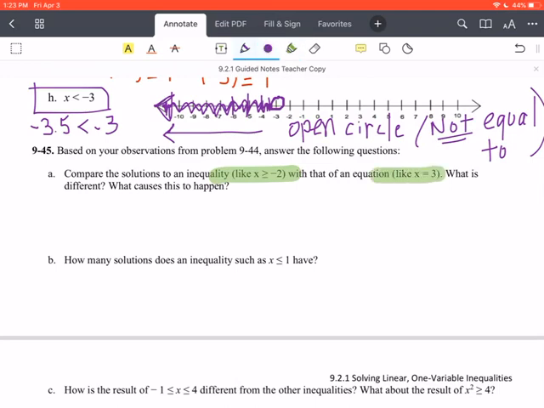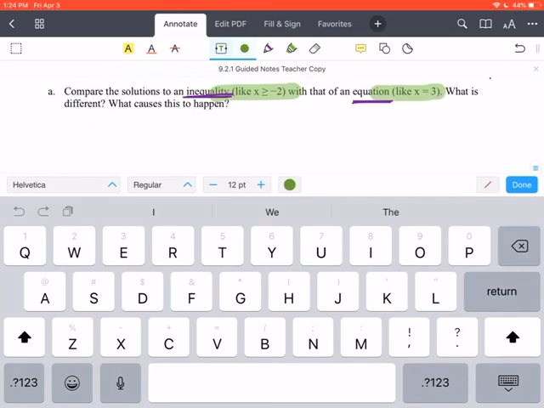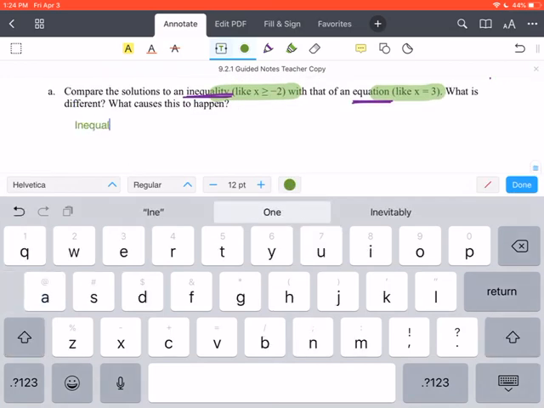Okay, so key words came from that question. Inequality has an alligator mouth. Equation has just an equal sign. Okay, so what is the difference? Well, hopefully you see that right away. I'm going to use my typing tool. We can notice that inequalities have more than one solution.